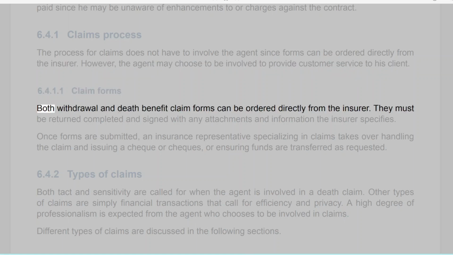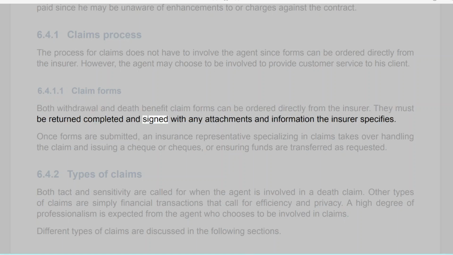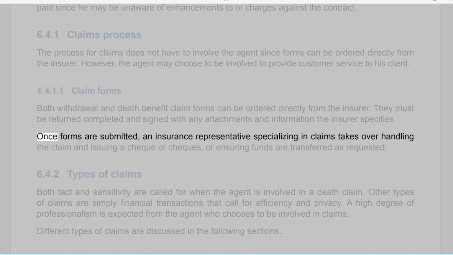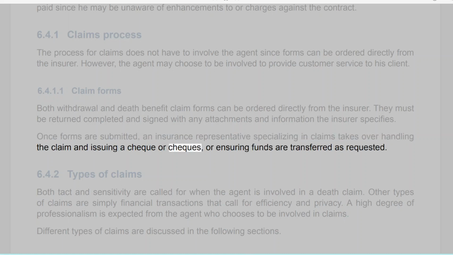6.4.1.1 Claim forms. Both withdrawal and death benefit claim forms can be ordered directly from the insurer. They must be returned completed and signed with any attachments and information the insurer specifies. Once forms are submitted, an insurance representative specializing in claims takes over handling the claim and issuing a check or checks, or ensuring funds are transferred as requested.